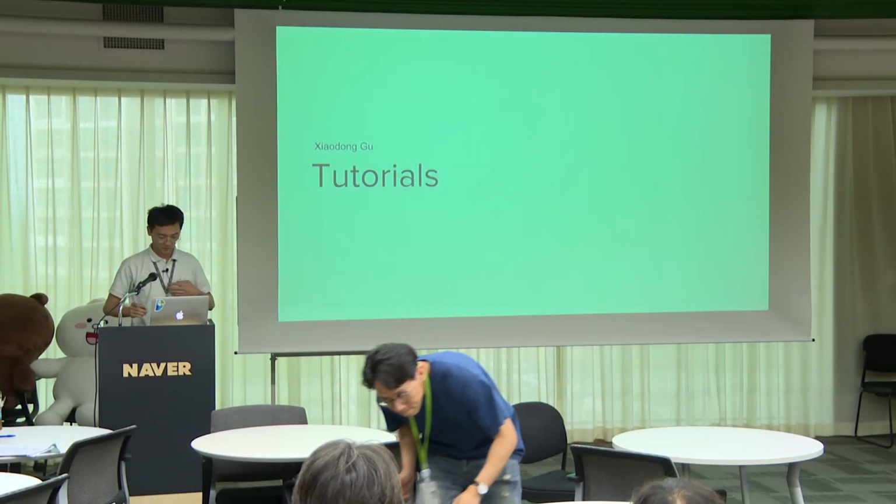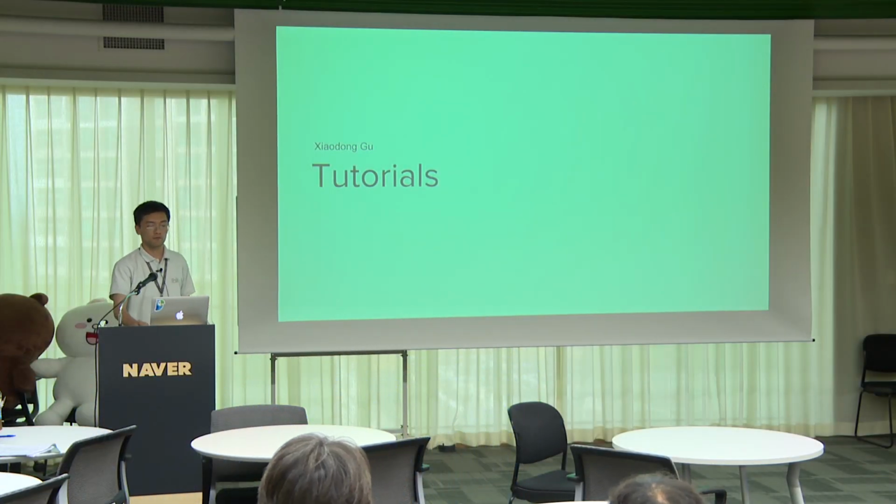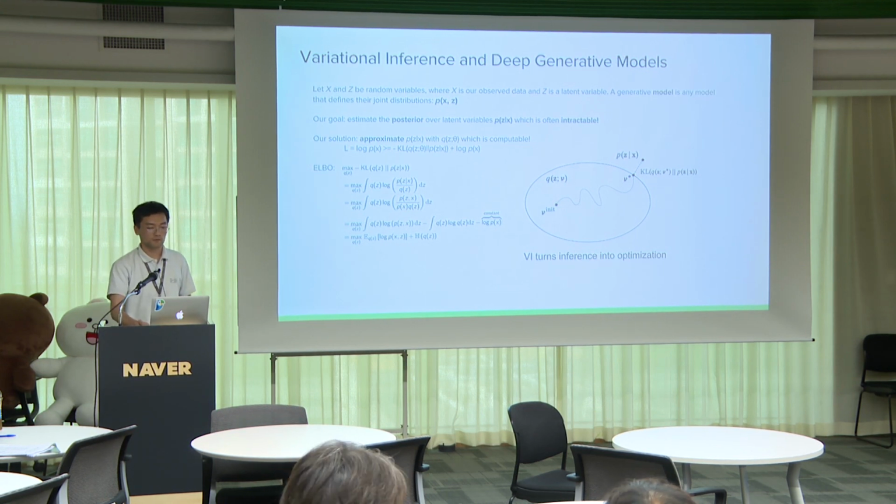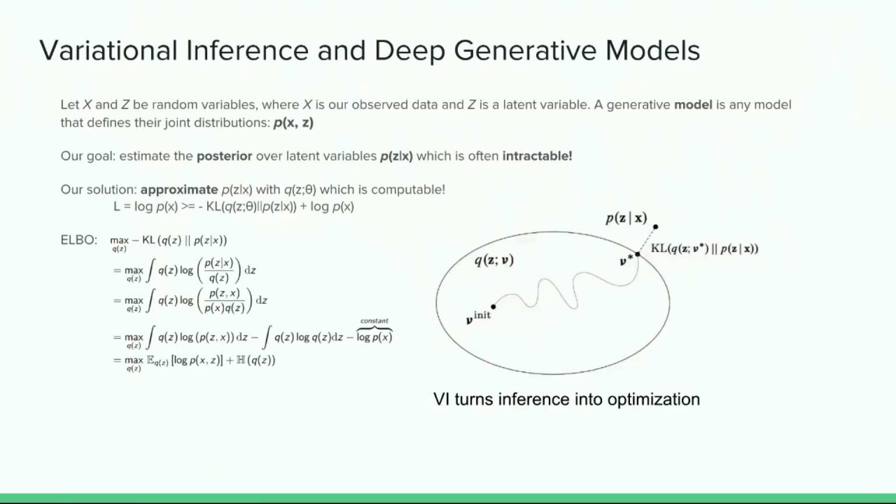So I attended the two tutorials. The first one is variational inference and deep generative models. Let x and z be random variables, where x is observed data and z is a latent variable. A generative model is any model that defines the joint probability p(x,z).